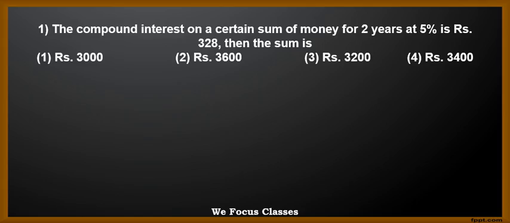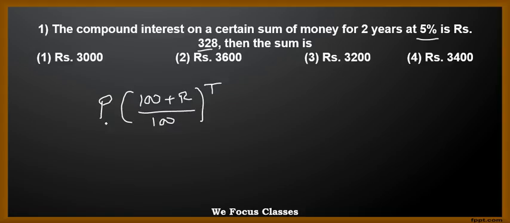Okay, now let us take one example on this topic. See question number 1. The compound interest on a certain sum of money for 2 years at 5% is 328. Then the sum is, what is given? P into (100 plus R by 100) whole power T. This is amount in compound interest. What we have to find? We have to find P.